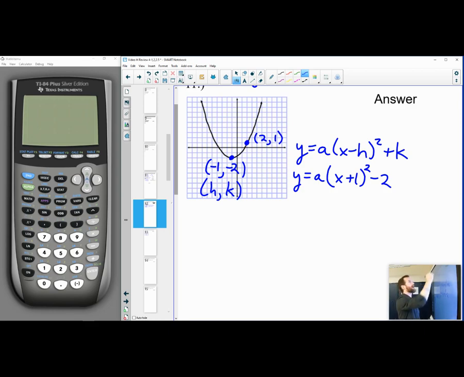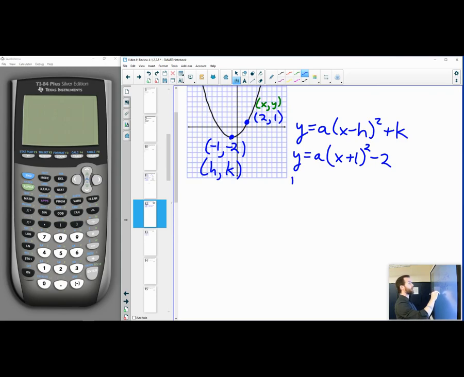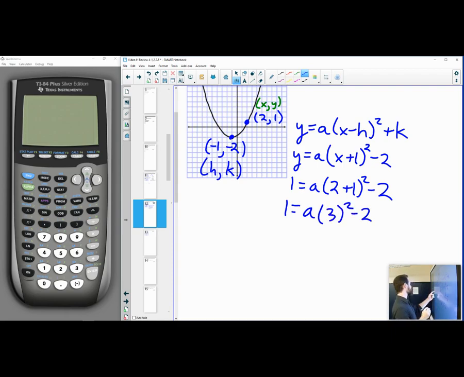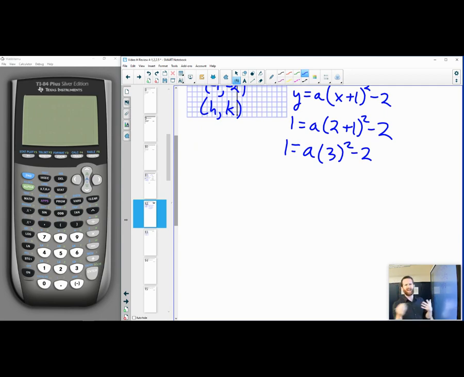Remember, anytime we have a point that's an x and a y, we can plug in. And that's exactly what we're going to do. So this equation turns into 1 equals a times our x value, 2, plus 1 squared minus 2. Now this is an equation with one variable, so we can just simplify and solve. This becomes 1 equals a times 2 plus 1 is 3 squared minus 2. I'm going to show all my work here, even though a lot of you can probably skip some of these steps in your head. 3 squared is 9.